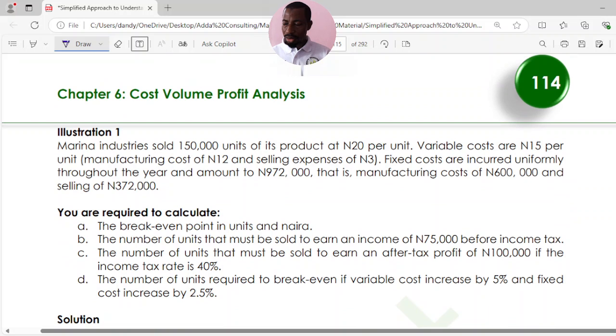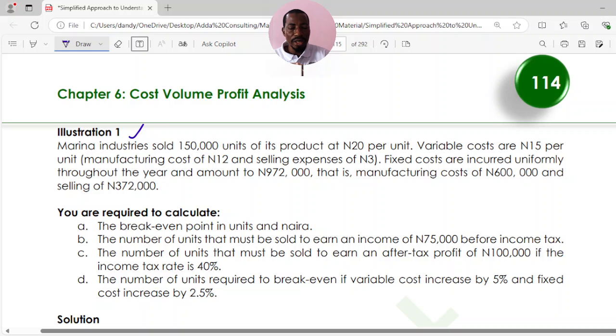So let's have this illustration number 1. It's a complete illustration for a single product organization. When you say single product organization, it is a company that produces only one product, a singular product. All right, so that's that.